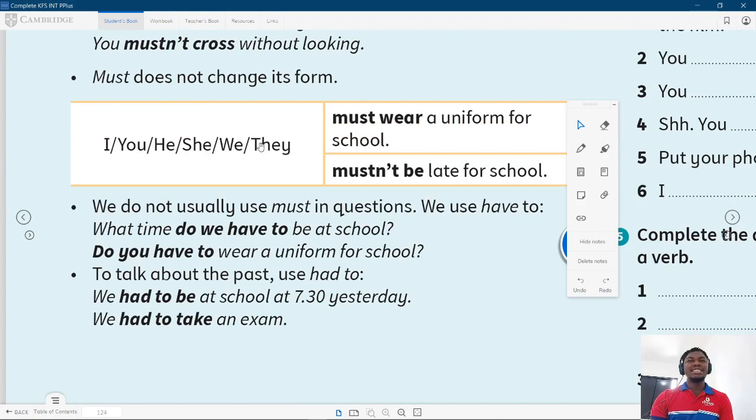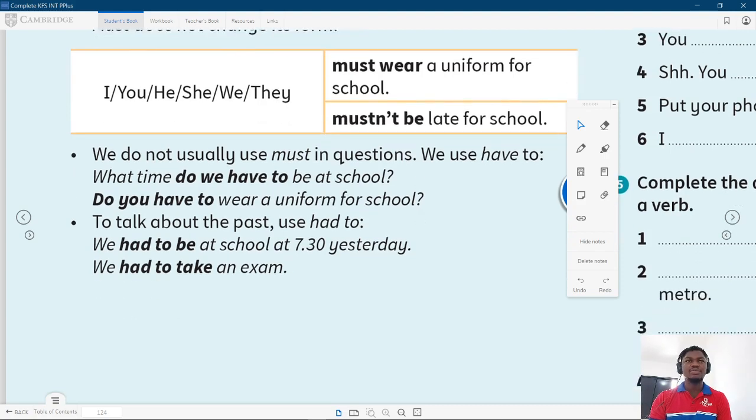So like I said, it is a modal verb, and modal verbs don't change form. It is I must, you must, he must, she must, we must, they must. Or they mustn't, she mustn't, I mustn't. It doesn't change form.